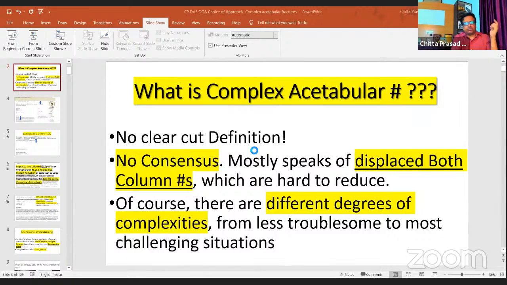The choice of surgical approach in the management of complex acetabular fractures. As I said, at the end of the talk, we'll know what the complex fractures are, what complexity means, which approach you want to use for which complex fractures, and the factors which decide the complexity and decide the approach.